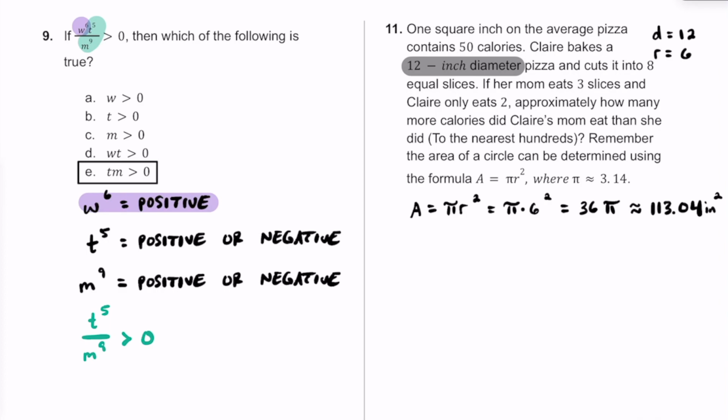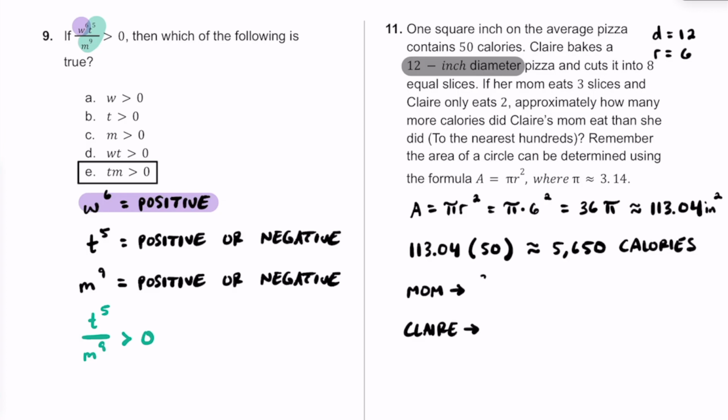Now keep in mind that each of these square inches represents 50 calories. That's how much it's going to be for each one. So we take this 113.04, that's how many square inches we have, and we multiply that by 50 because there's 50 calories in each of those square inches. 113.04 multiplied by 50 calories per square inch gets us this approximate value of 5,650, and that's the number of calories that we have on this entire pizza.